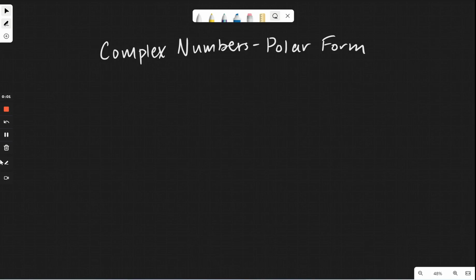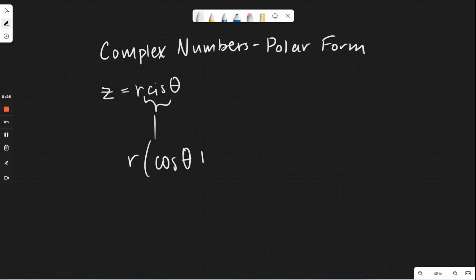Alright, so now for the polar form of complex numbers. Complex numbers, as I told you, can be represented as a plus bi, but they can also be represented as r cis theta, I think that's how you pronounce it. What this really is, is r times cosine theta plus i sine theta.